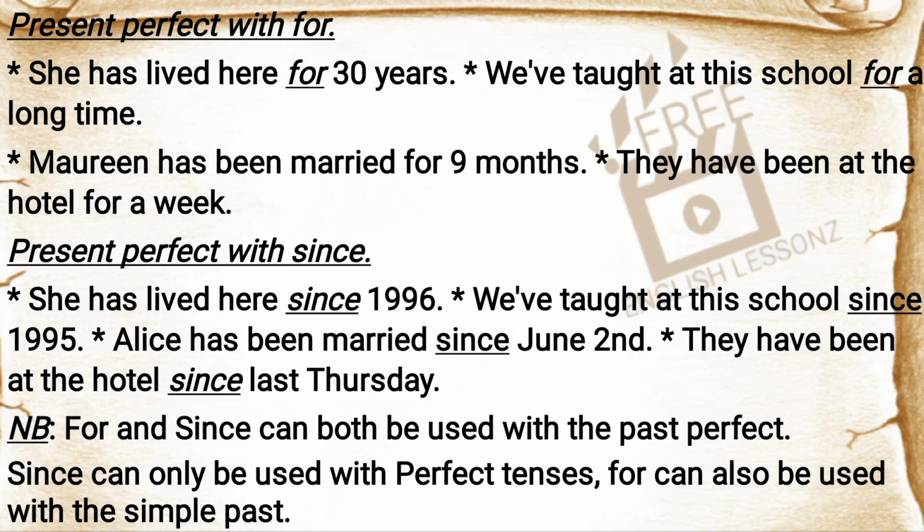Present perfect with for. She has lived here for 30 years. We've taught at this school for a long time. Maureen has been married for 9 months. They have been at the hotel for a week. Present perfect with since. She has lived here since 1996. We've taught at this school since 1995. Alice has been married since June 2nd. They have been at the hotel since last Thursday. NB: for and since can both be used with the past perfect. Since can only be used with perfect tenses, for can also be used with the simple past.